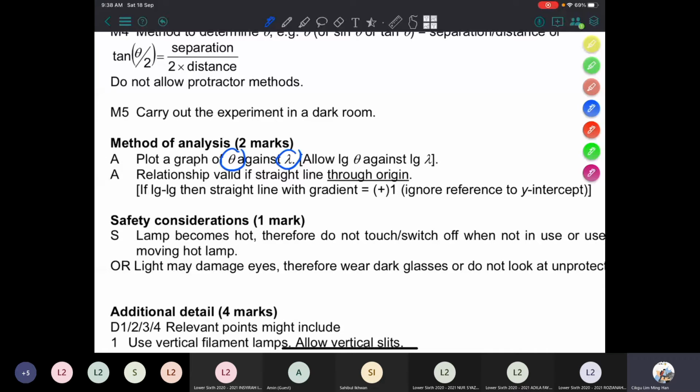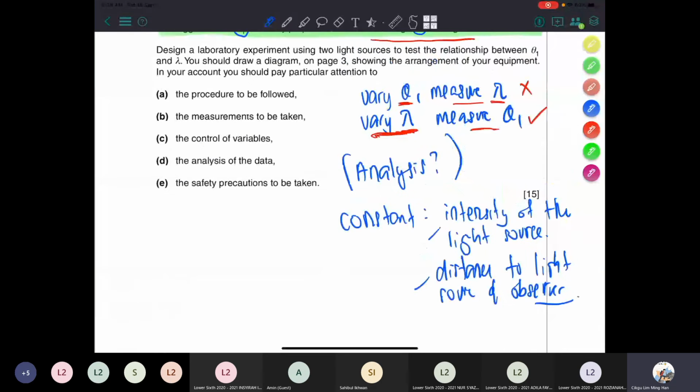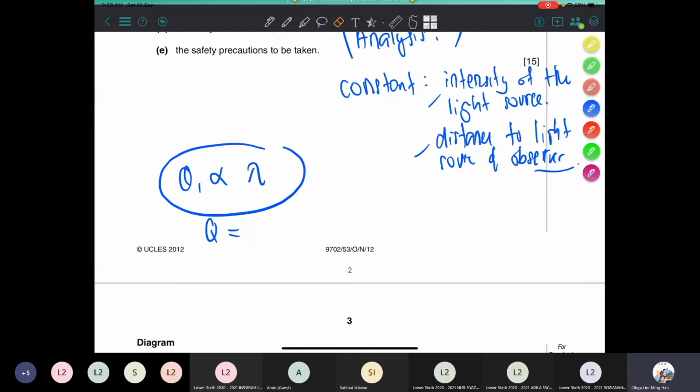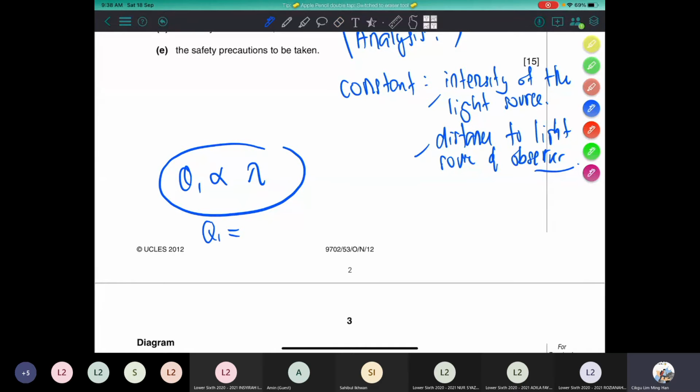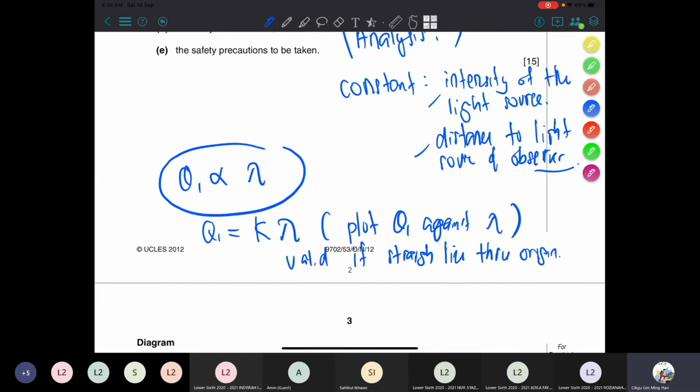So for this one, we only know that theta 1 is proportional to lambda. So you can make a formula from it: theta 1 is equal to k lambda. So you plot theta 1 against lambda. If it's a straight line through the origin, then it will be correct, valid.